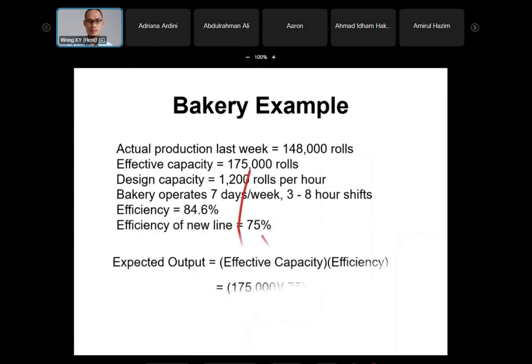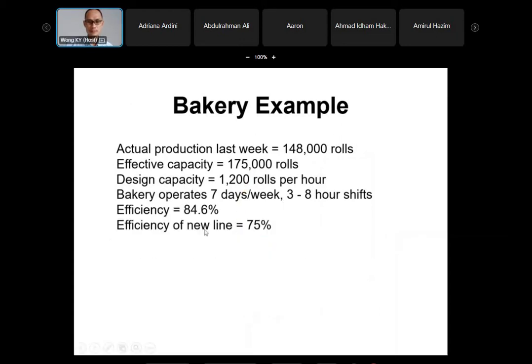Okay, so let's say now you want to install a new production line or a new production system in the bakery. The efficiency of the new production line is 75%. If the efficiency of the new production line is given as 75%, then what will be the output? The expected output or the actual output that you will get.